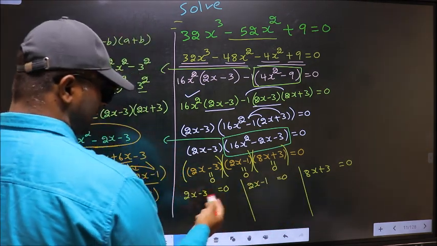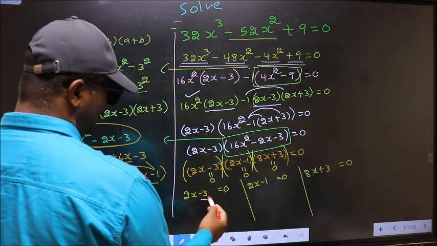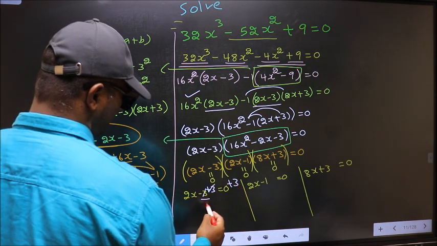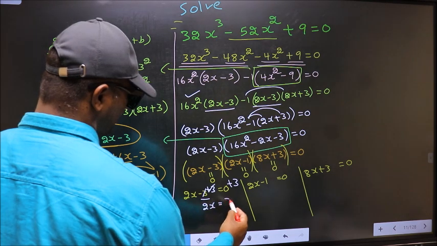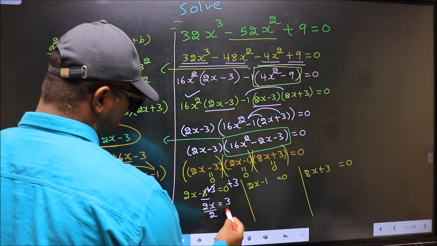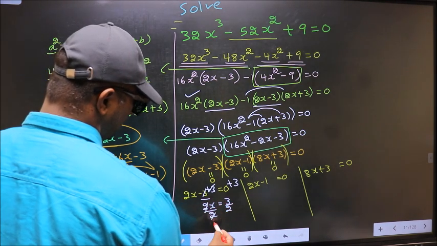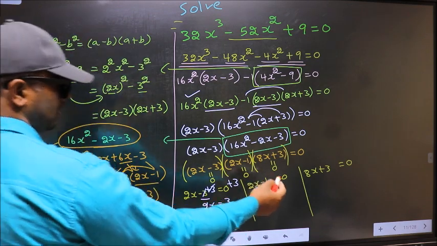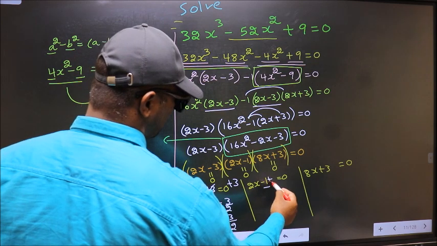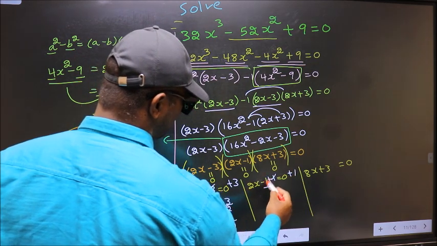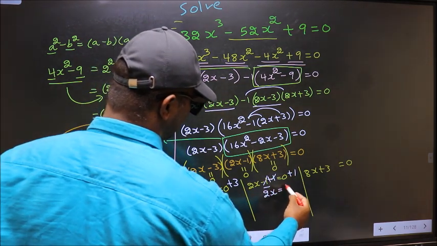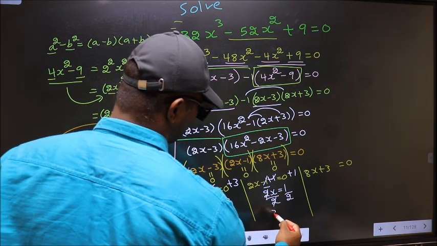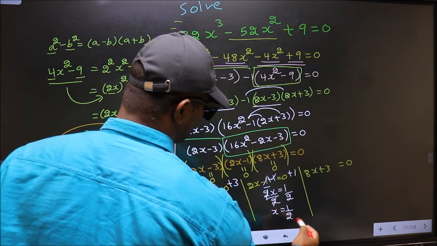Now to get x value from here, we should remove minus 3, so add 3. We get 2x equal to 3. Now we should remove 2, so divide by 2. We get x equal to 3 by 2. Now here, first we should remove minus 1, so add 1. We get 2x equal to 1. Now we should remove 2, so divide by 2. We get x equal to 1 by 2.